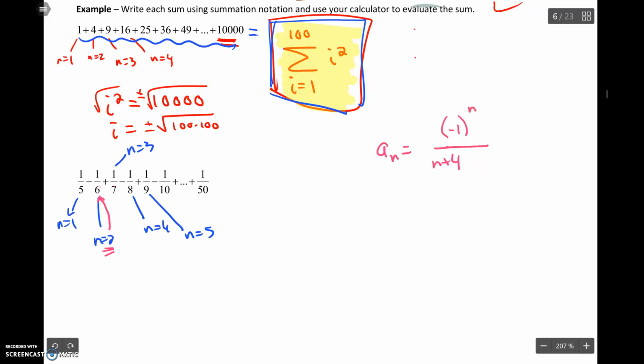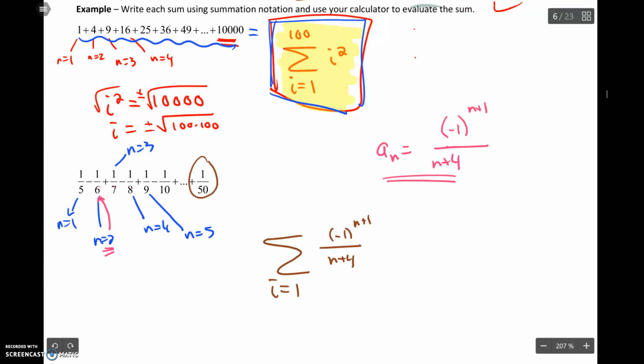Let's see here. If I put a 1 in here, I raise negative 1 to the 1 power, it's going to be negative, so that's going to make the first term negative. Nope. I want the first term to be positive. Let's try n plus 1. If I put a 1 in there, I get a 2. Negative 1 squared is positive. All right, that's good. If I put in a 2, I get a negative. So there it is. This is how I generate these terms. So my sum is just going to be the sum from n equals 1 to something of negative 1 to the n plus 1 over n plus 4.